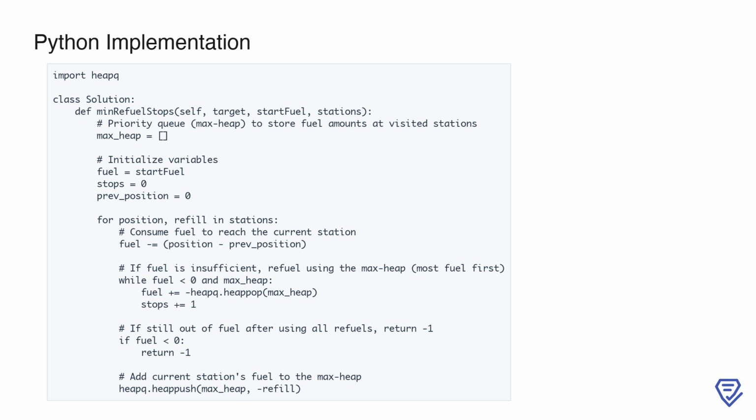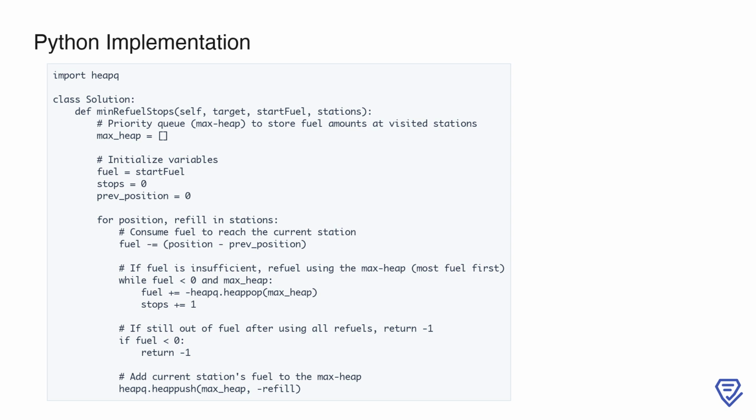Next, we initialize a max heap as an empty list, as well as some key variables. Fuel keeps track of our current fuel level, starting with start fuel. Stops counts the number of refueling stops we've made, and prev_position tracks the position of the last station we passed. Now, we begin iterating through the list of stations.